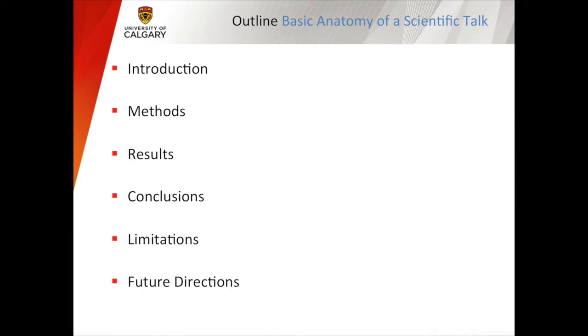So, your basic anatomy of a scientific talk. A lot of people still will use an outline slide where they're going to project what it is they're going to talk about. So they'll say, oh, I'm going to have an introduction, my methods, results, conclusions, limitations, and of course my future directions. These are the basic sections. Sometimes you can cut some out or combine some depending on how much time you have, but these are the basic bits that form your scientific talk.